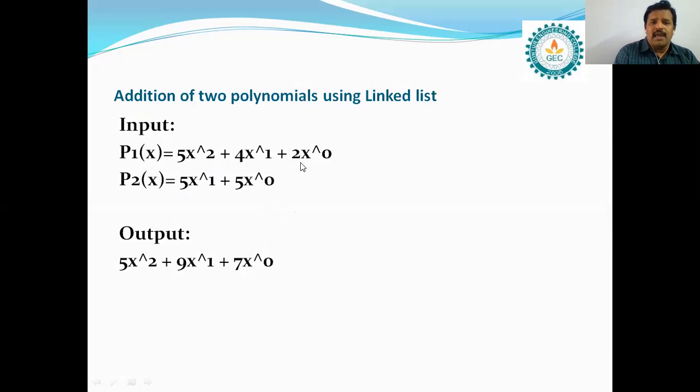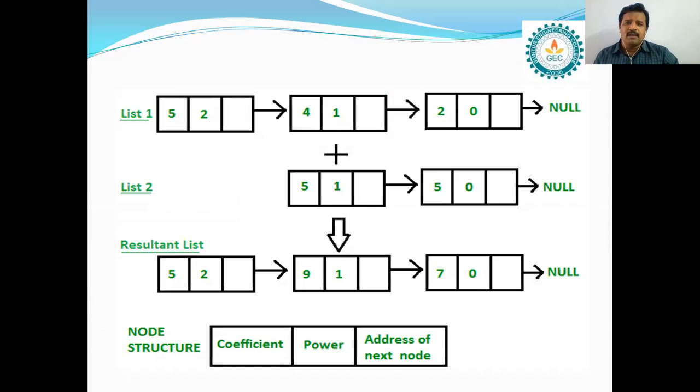And then next, 2x power 0 and 5x power 0, right? Then we have to add these coefficients. 2 plus 5, that equal to 7x power 0. In this way, whenever the exponents are the same, we have to add the coefficients and we can write the remaining terms as it is. This is how we can perform the addition of two polynomials by using the linked list. So see here, according to this example, this is the first node, which is 5x square plus 4x plus 2.